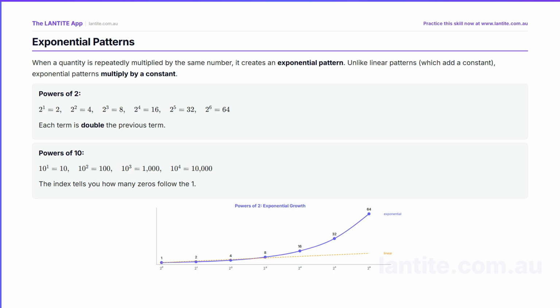Powers of 10 are especially useful. The index tells you how many zeros follow the 1. 10 to the 3 is 1,000. 10 to the 4 is 10,000, and so on. The diagram shows how exponential growth curves upward rapidly compared to a straight line. Recognizing whether a pattern is linear or exponential is an important LANTITE skill.